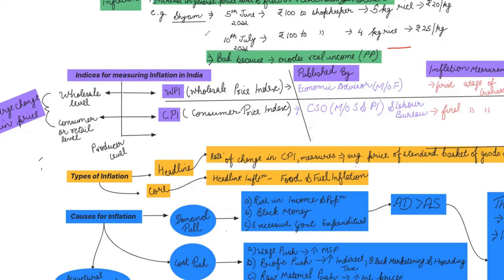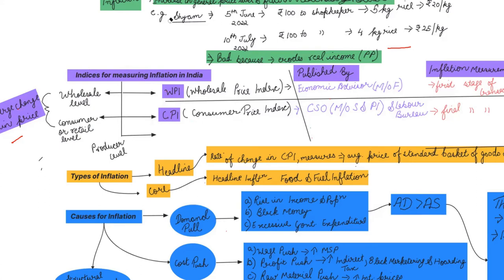To calculate inflation, we use two indices, or two scales. The first scale is called the Wholesale Price Index, which calculates the average change in price at the wholesale level. The other scale is the Consumer Price Index, which calculates the average change in price at the consumer or retail level. Okay. So you can understand that these are two different scales with which we calculate how much inflation is happening in India.